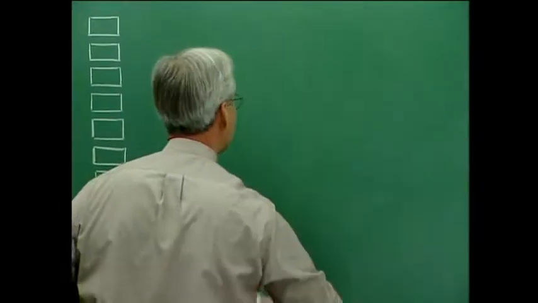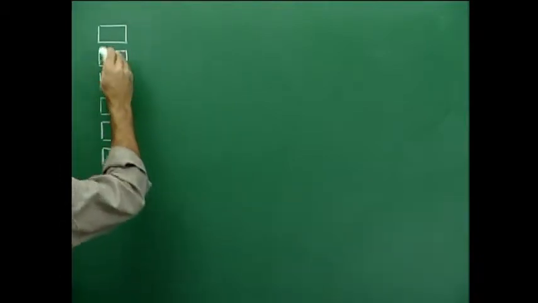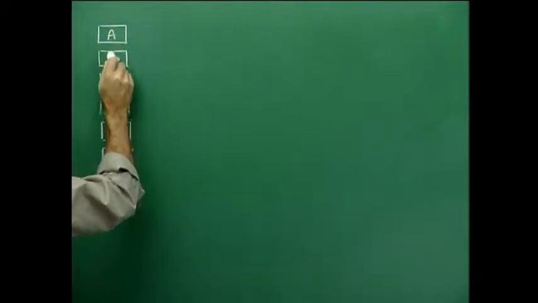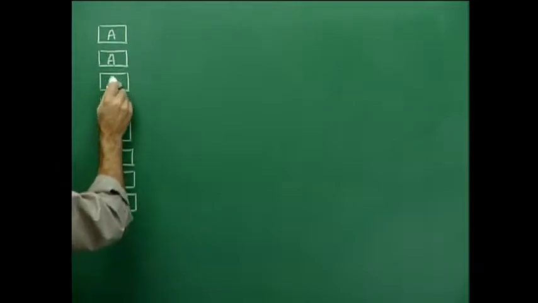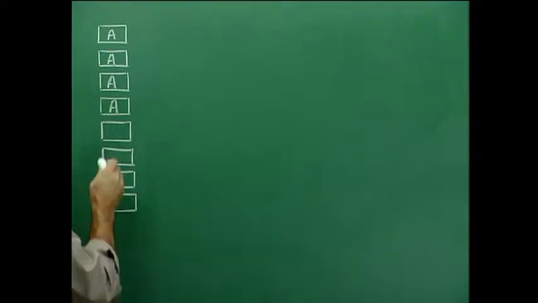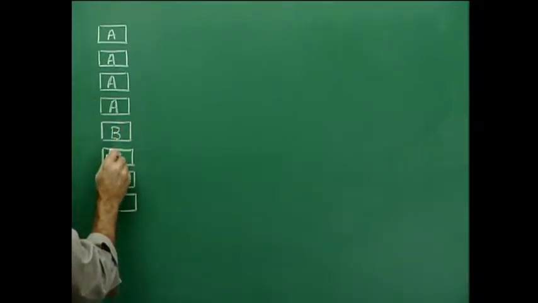8 books on the shelf, but it turns out that some of them are the same. That is, suppose I label this one A, and this one A, and this one A, and this one A. All 4 of these are labeled A, which implies that they are the same title. And then I'll label these 2 B, and then I'll label this one C, and this one D.